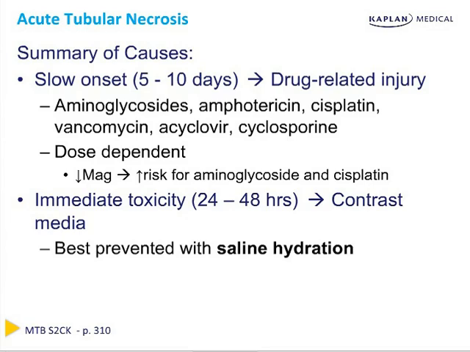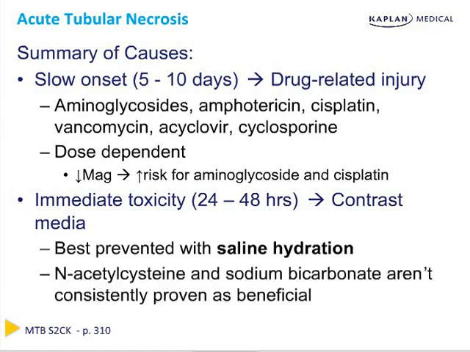Remember also that contrast-induced nephropathy is best prevented with normal saline hydration, both before, during, and after the exposure. Other therapies are sometimes used but haven't been proven with the amount of data behind saline hydration. N-acetylcysteine and sodium bicarb, you may see your attendings or colleagues using it in the hospitals, but they haven't been consistently proven as beneficial.